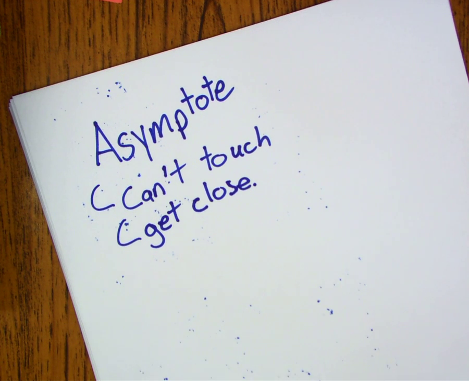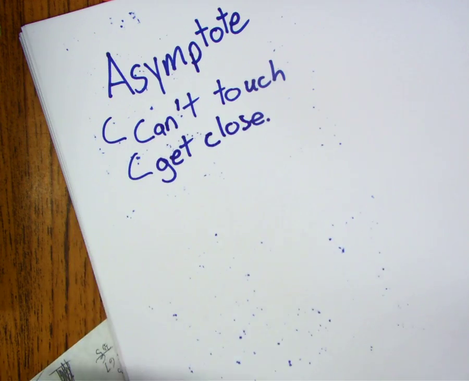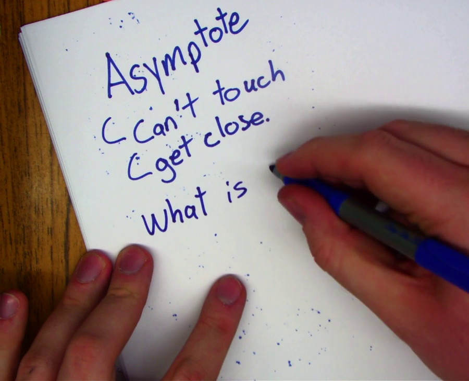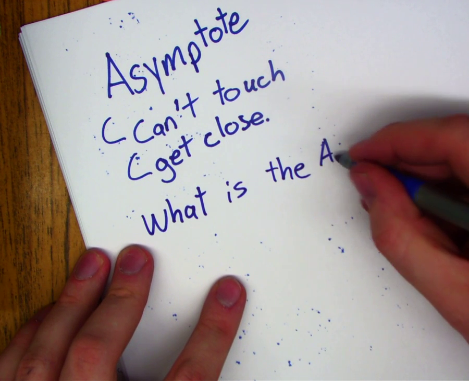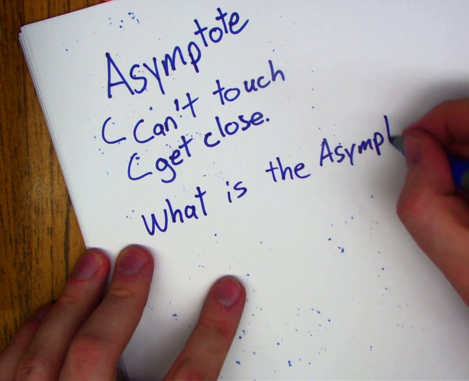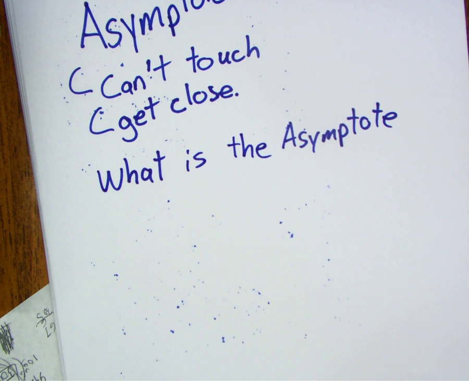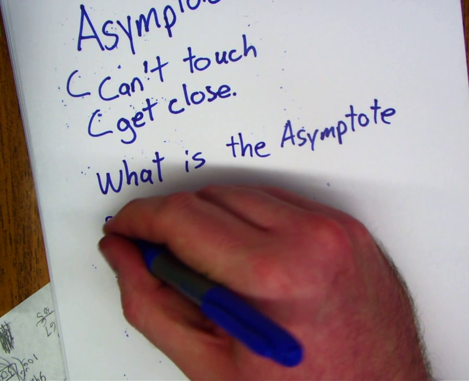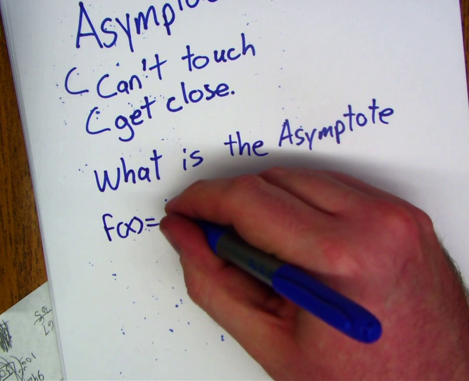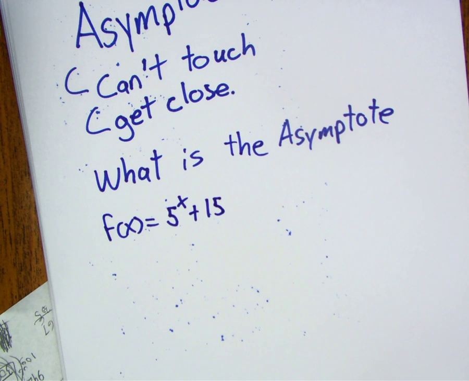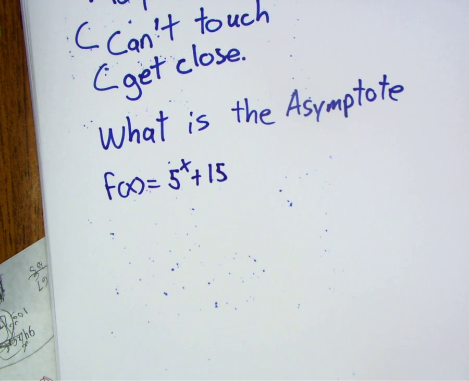Alright. With that, let's have you guys identify for me a couple of examples here. What is the asymptote for the following problem? Let's take a function like f of x equals 5 to the x plus 15. Alright, now this one we don't have to go and get all the table of values, we just have to find what is the asymptote. Alright. Go ahead, take a moment, look it over. What do you think?